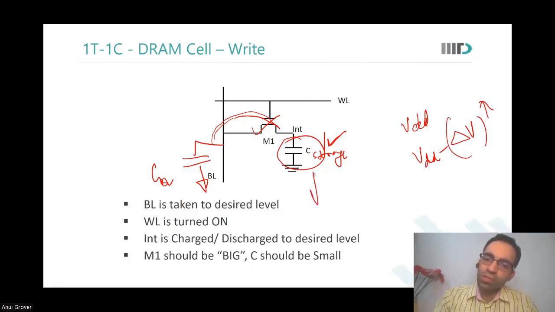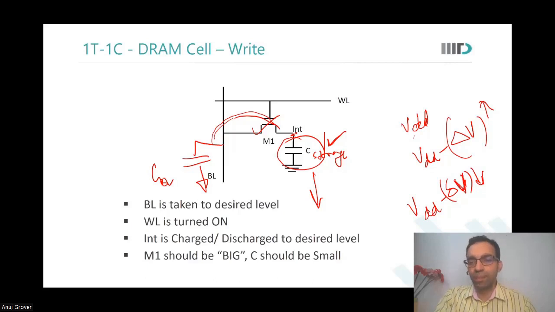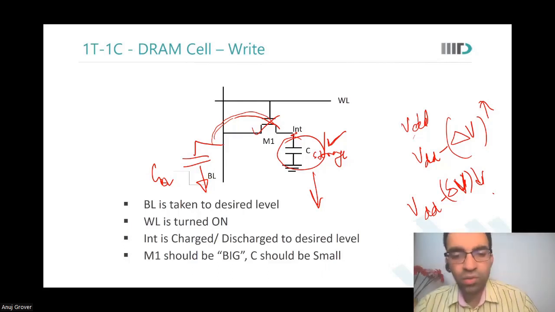When this C storage is small, then the voltage at INT will be VDD minus delta V, where this delta V is smaller. Are you able to appreciate this point? Yes, sir. We are talking with respect to the bitline capacitance, C should be small, meaning जितना small होगा उतना अच्छा है ना? So as small as possible.